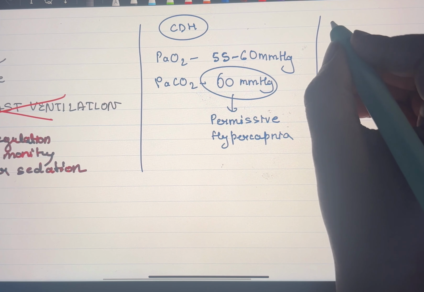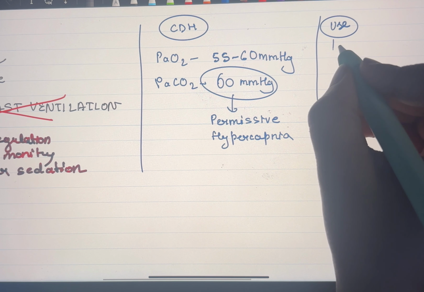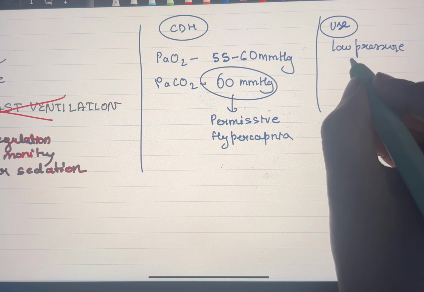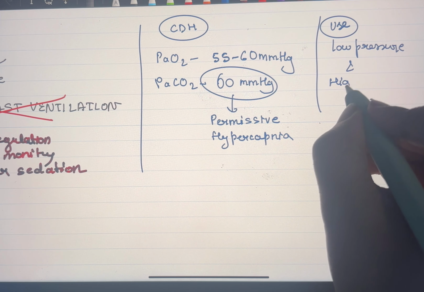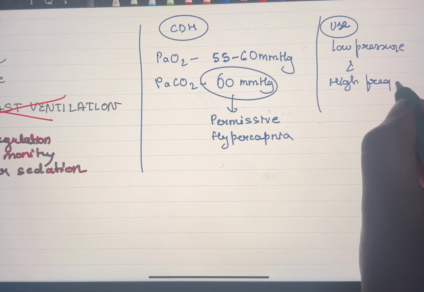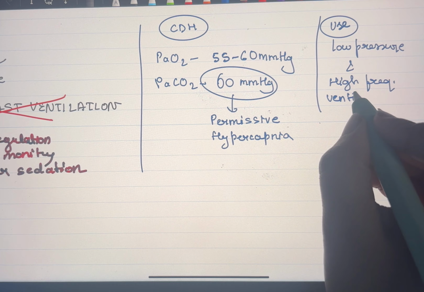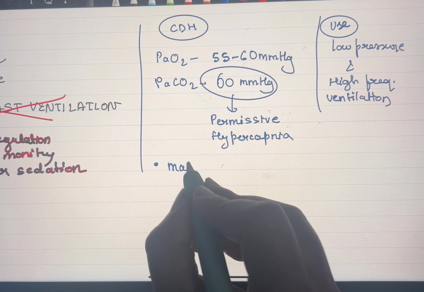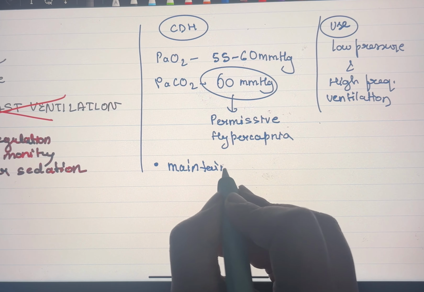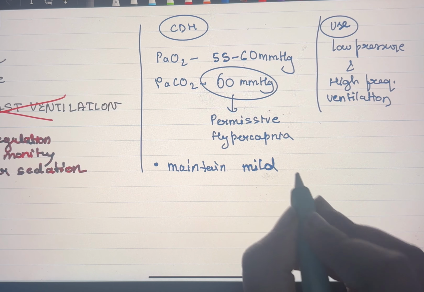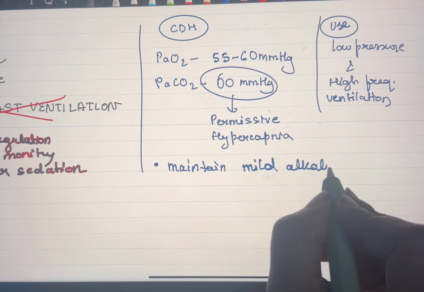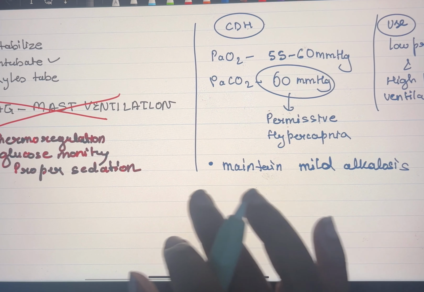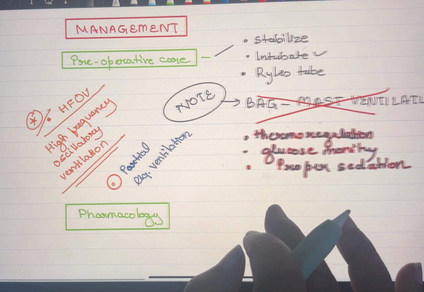We use low pressure and high frequency ventilation, and we also maintain mild alkalosis in the infants of congenital diaphragmatic hernia. These are also perioperative care.